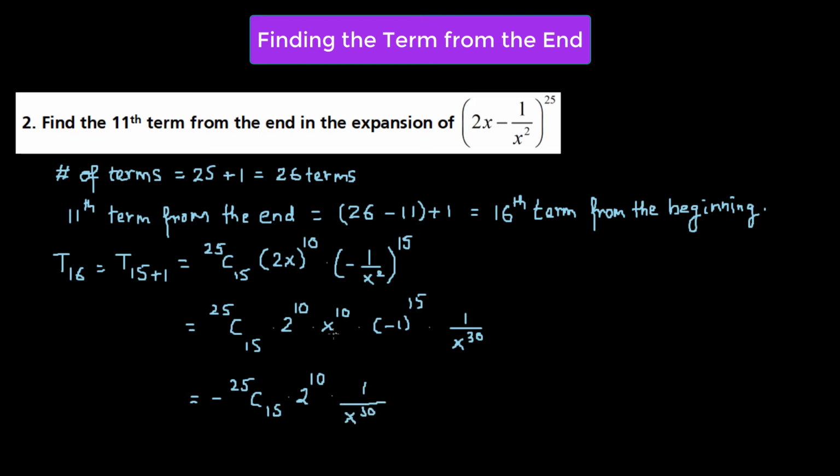Now we have x raised to the power of 10 in the numerator. So when we bring it down to the denominator, the index gets subtracted. So we'll have 30 minus 10 in the denominator. So the final answer will be negative 25C15 times 2 raised to the power of 10 over x to the power of 20.